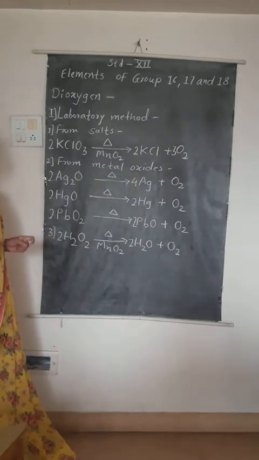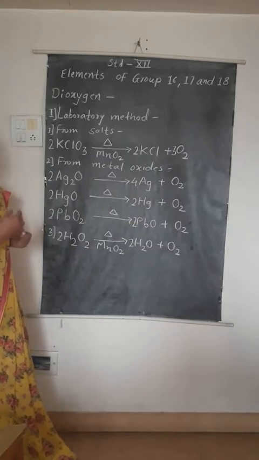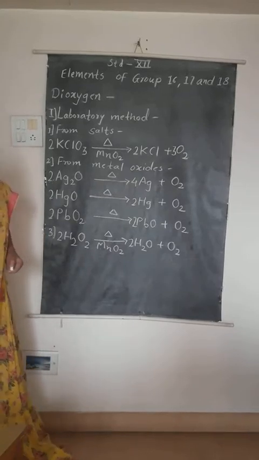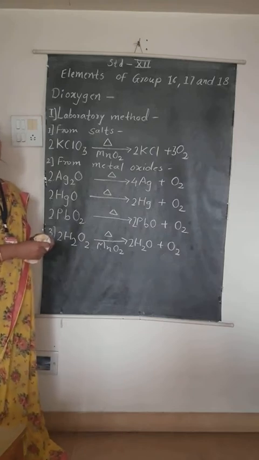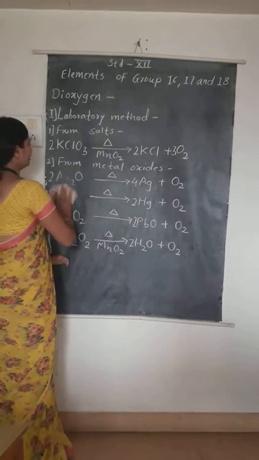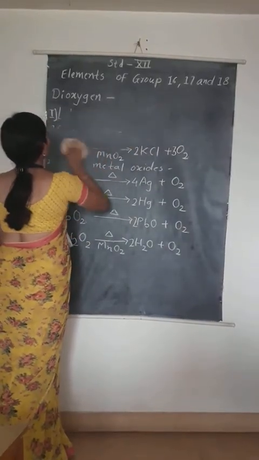Now see students, electrolysis is also one of the methods used for the preparation of dioxygen. The electrolysis method is used for the large scale preparation of dioxygen. We will see that method for the preparation of dioxygen.